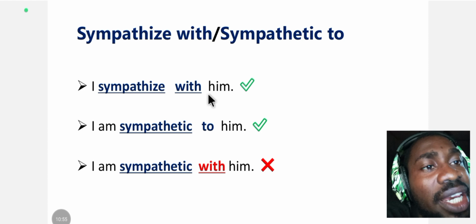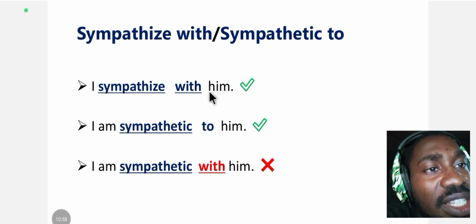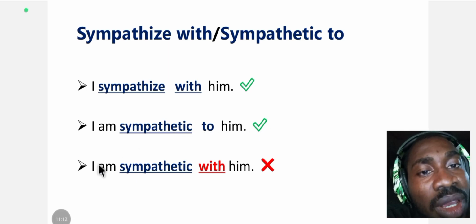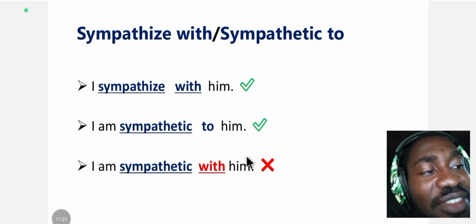Let's look at the example we have here. "I sympathize with him." Correct. "Sympathize" collocates with "with." The next example says, "I am sympathetic to him." Also correct. "Sympathetic" collocates with "to." The next example here says, "I am sympathetic with him." That's wrong. A very common mistake among Nigerians. Please guard against that in your JAMB, UTME, and WAEC exams.